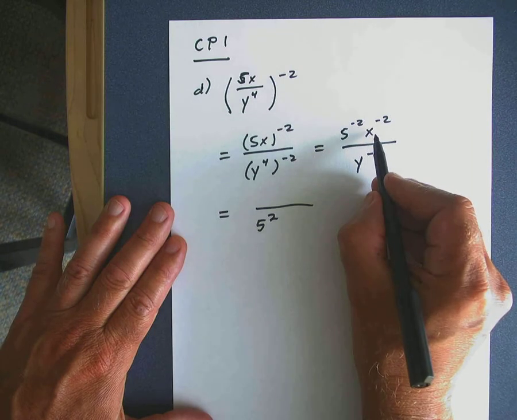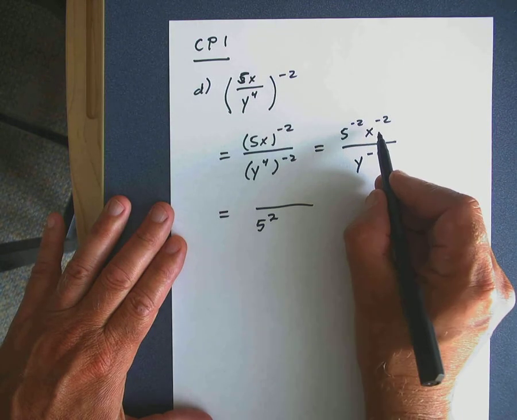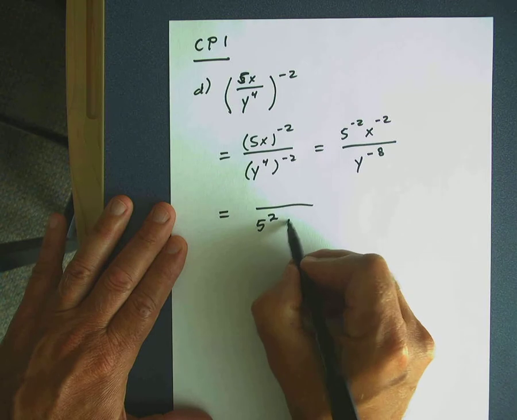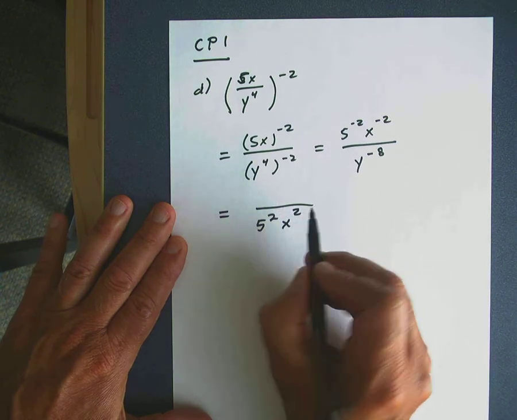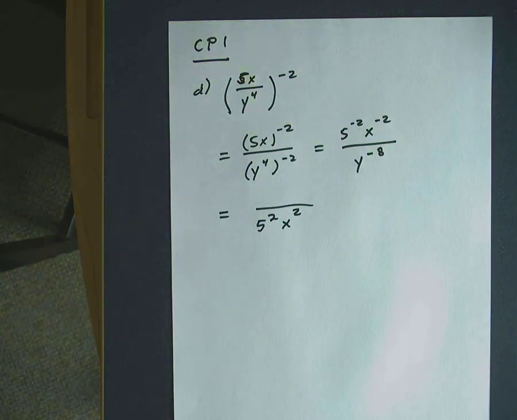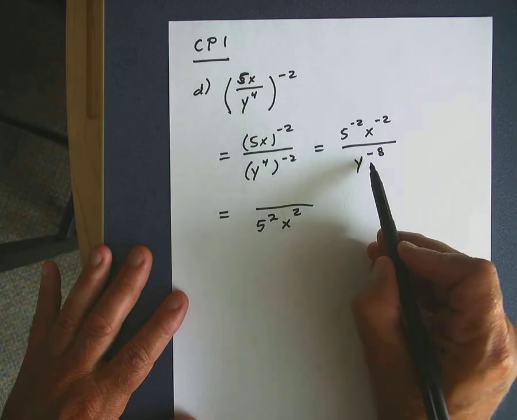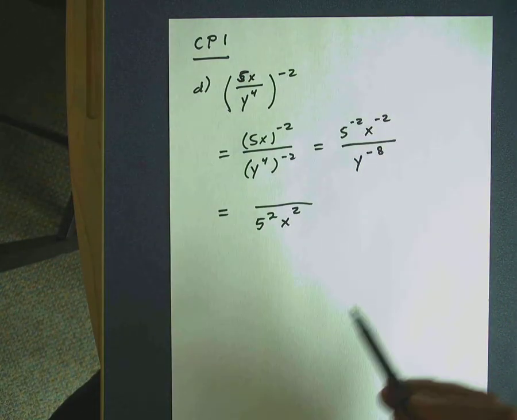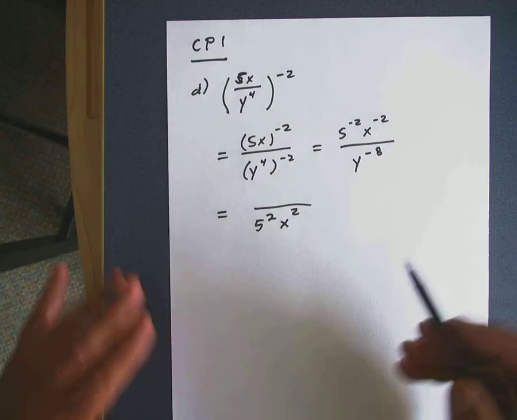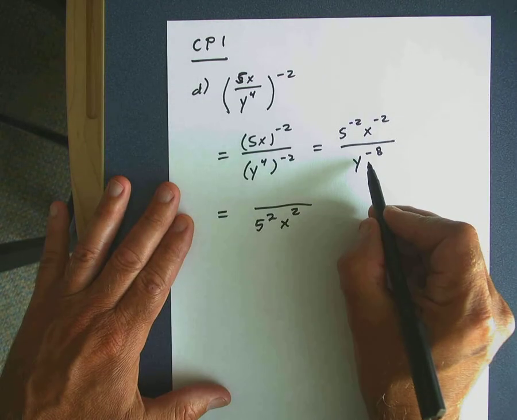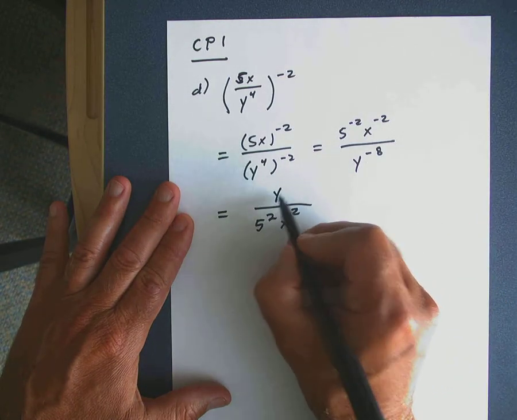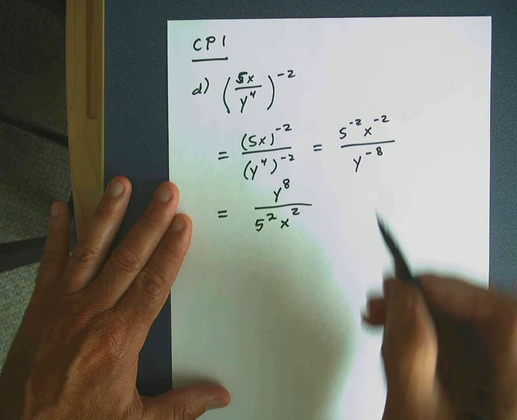Same with the x. We have x to the negative 2 power in the numerator, but we could put the x down in the denominator and have it to a positive 2 power using the flip property. Similarly, with y to the negative 8th power, we could flip that up to the numerator, and then instead of having y to the negative 8, we'd have it up here with y to the 8th power.